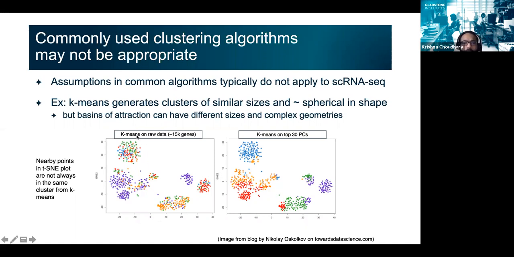So that's what is being shown here. If you do k-means on the raw data, then you identify clusters which have a mix-up of cell types. And also, if you do k-means on the top 30 PCs, again, you have some mix-up of cell types. Less, because PCs have less noise, but still it's not appropriate.